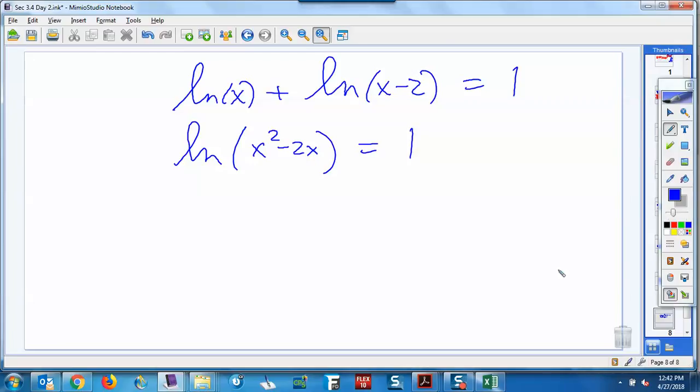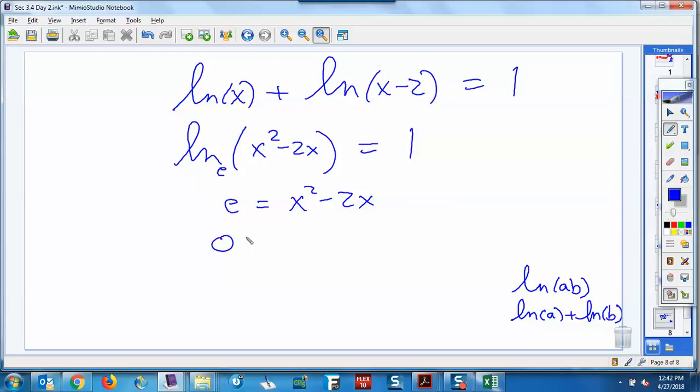So that goes back to that rule, ln of AB is equal to ln A plus ln B. So you can put it back together, you can condense it. So ln A plus ln B is ln AB. Okay, so we put that together. Now we can make this into e to the first, which would be e, equals x squared minus 2x. So subtract that over, we get x squared minus 2x minus e equals 0. And then that's more quadratic stuff.